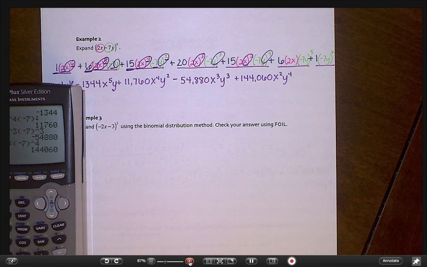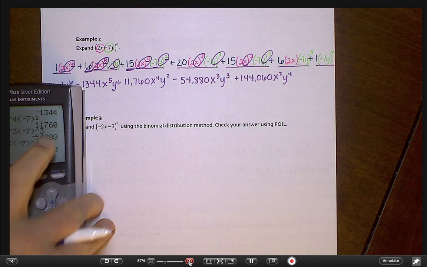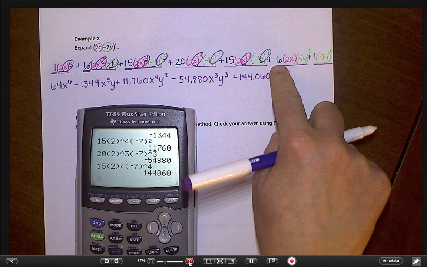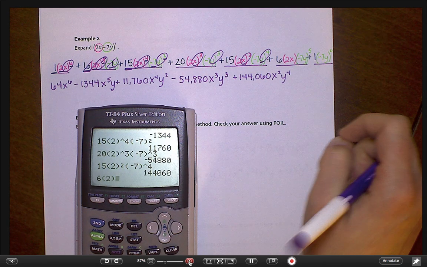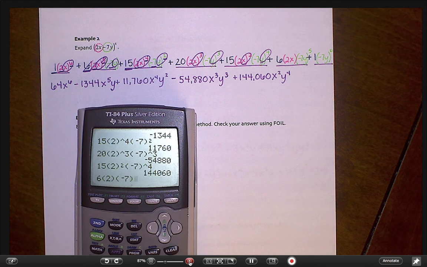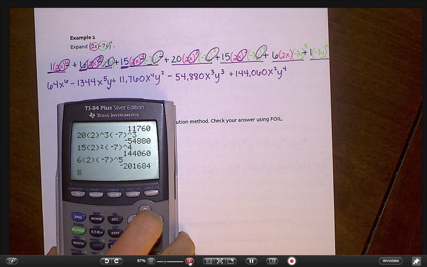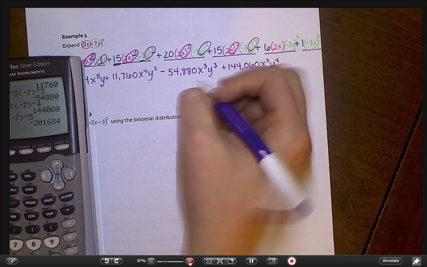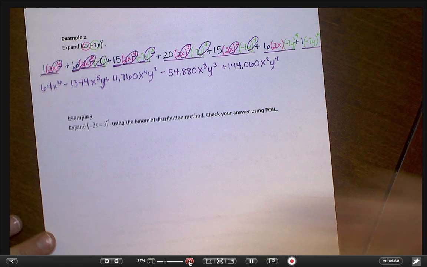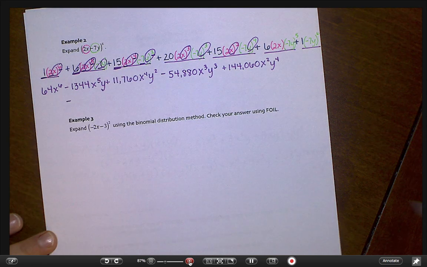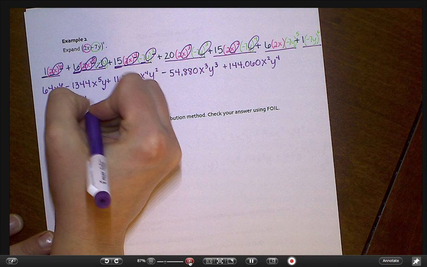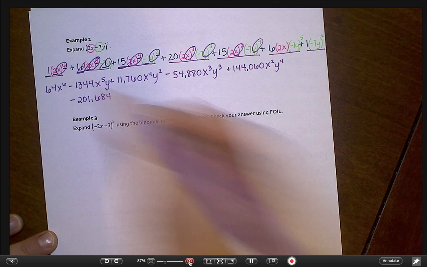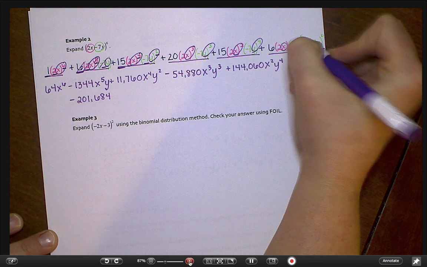Okay, let's keep going. My next term: 6 times 2, and technically that's to the 1st power, and then times negative 7 to the 5th power. So negative 201,684. I'm running out of space here, so I'm going to just continue on down here. So minus 201,684, and this would be an x to the 1st and a y to the 5th.